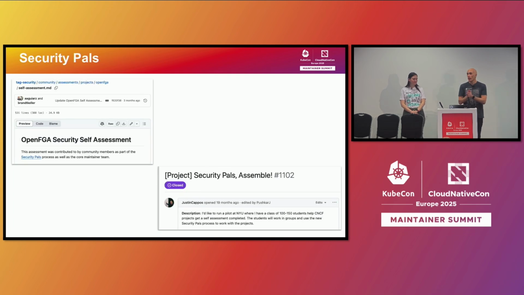So our experience there: as I mentioned, we did the first version of the self-assessment as part of the security slam. After that, a few months later, I think, one of the people leading the tag security team, Justin Kapus, had a team from NYU working on assessing and helping different projects. They built a group of people that helped review all of the self-assessments and improve them. We had their help, and as part of that, the self-assessment was moved from the OpenFGA repository to the tag security one, with the blessing of that team.